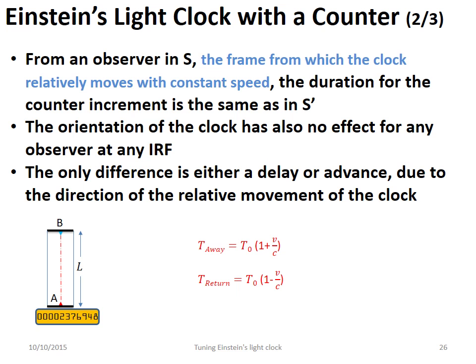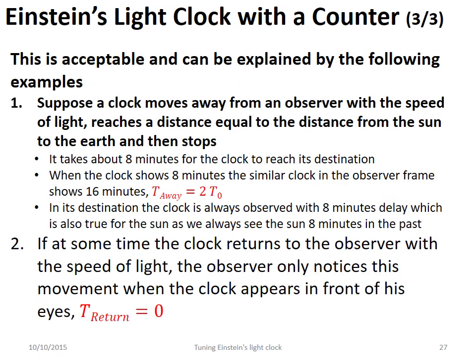The orientation of the clock has also no effect for any observer at any inertial reference frame. The only difference is either a delay or advance due to the direction of the relative movement of the clock. T away is equal to t naught times 1 plus v divided by c, and t return is equal to t naught times 1 minus v divided by c. This is acceptable and correct, and can be explained by the following examples.